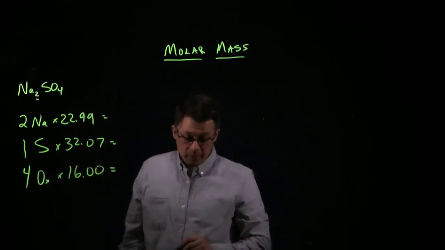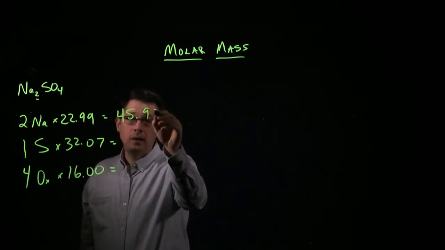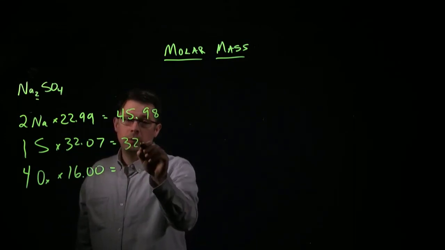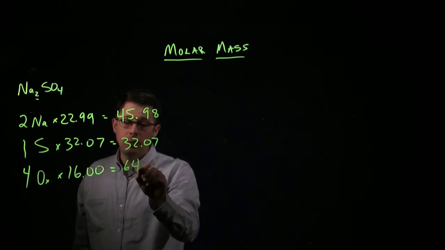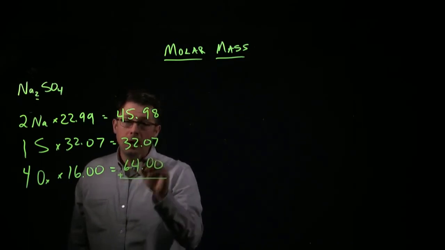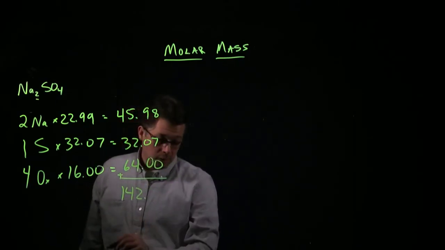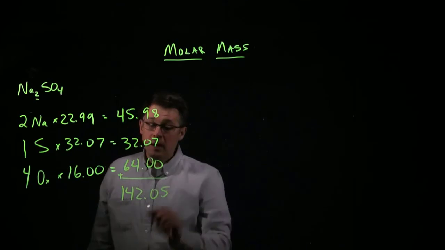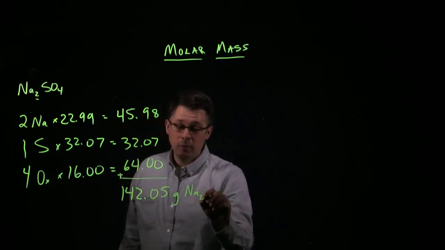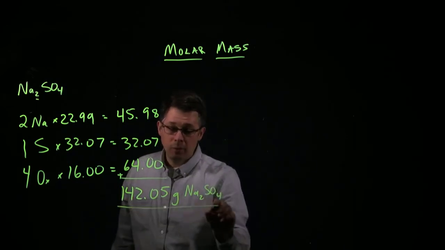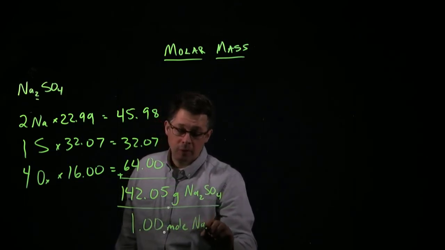So when I multiply these out, I get 45.98, I get 32.07, and then 64.00. When I add all of these up, I end up getting 142.05. Now, the units on this number are grams of sodium sulfate for every 1 mole of sodium sulfate.